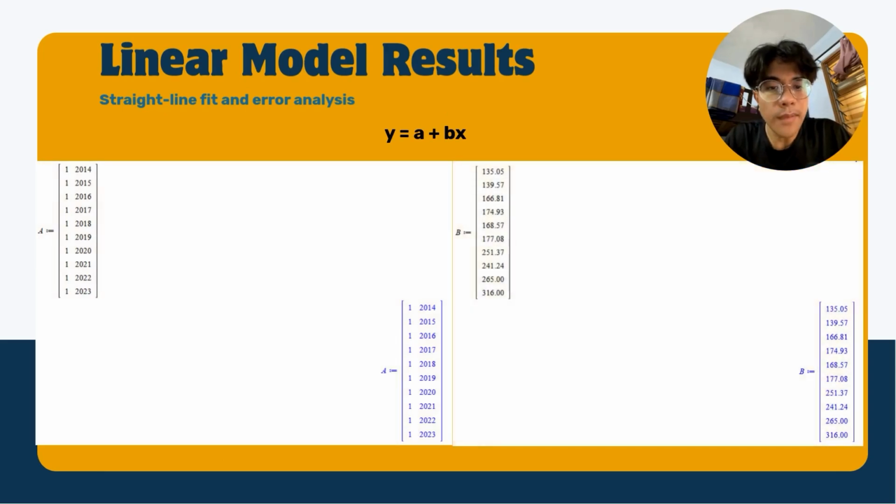We go to the next step, which is to form the linear model. We want to form the linear model in the form of Y equals A plus BX, as stated in the slides. To do this, we construct matrix A, which contains a first column where all values are equal to 1, and a second column of the year values, X. Then we construct vector B, which contains all the Y values. Matrix A and vector B are used in the least squares method.